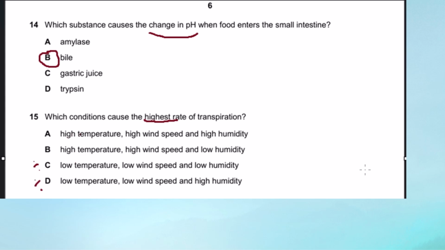A and B, let's look at A. High temperature, sounds reasonable. High wind speed and high humidity. And B says high temperature, high wind speed, and low humidity. In this case here, low humidity will cause a higher rate of transpiration than high humidity. So our answer here must be B.